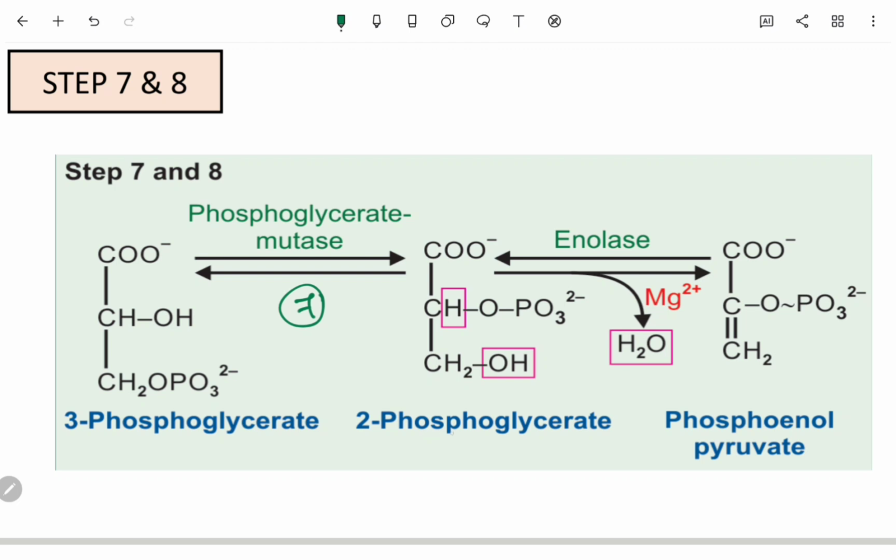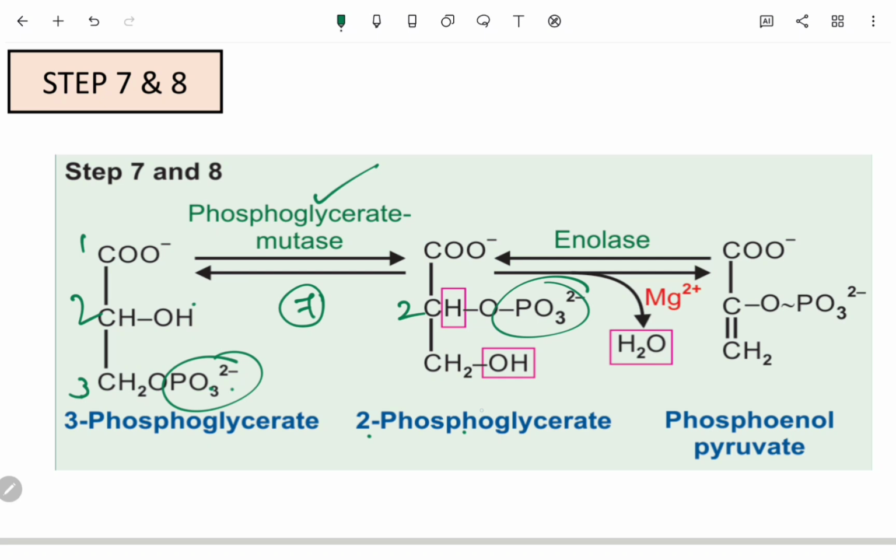3-phosphoglycerate is getting converted to 2-phosphoglycerate. So here you can see these are the 3 carbon atoms, and this compound has a phosphate group at the 3rd position, and it is getting changed to the 2nd position, and this is known as 2-phosphoglycerate, and the enzyme which is catalyzing this reaction is phosphoglycerate mutase.